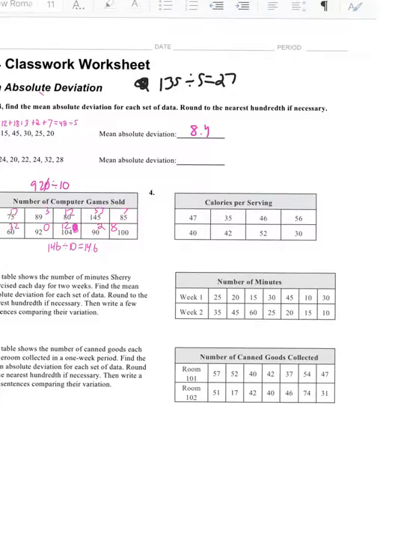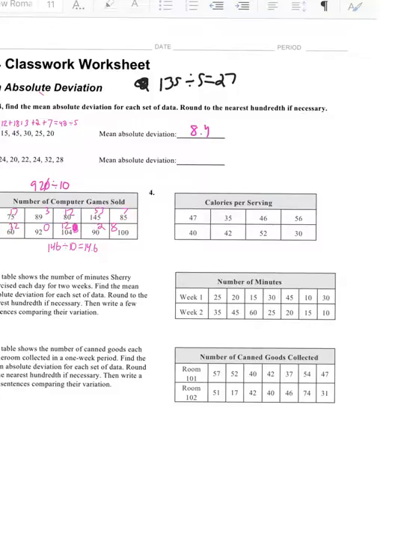So here's what I want you to do. We're going to do this one in chunks. First thing I want you to do is just pause the video and find the mean absolute deviation for week 1. And then stop and restart to see if you're right. Okay? Don't go past week 1. All right, pause the video, do it. As soon as you're done with week 1, get started.